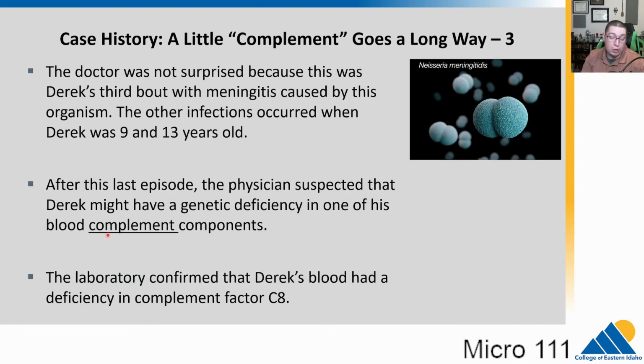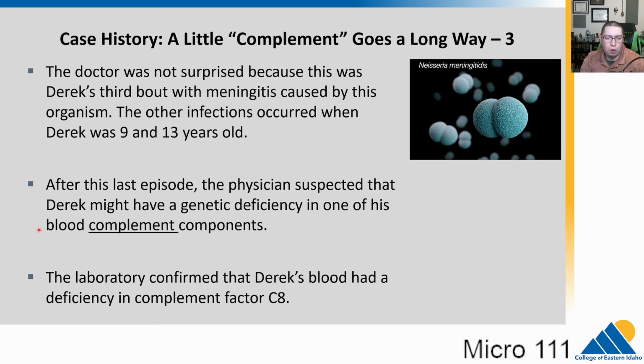The doctor, when he looks at his chart, is not surprised because this is Derek's third time with meningitis, which is actually kind of uncommon for children. They generally don't get meningitis 3 times. The other times he was 9 and 13, so pretty frequently he gets it every couple of years. After this third time, they start to suspect something is wrong. Particularly, maybe he has a defect in part of his innate immune system. And they look particularly at the complement components.